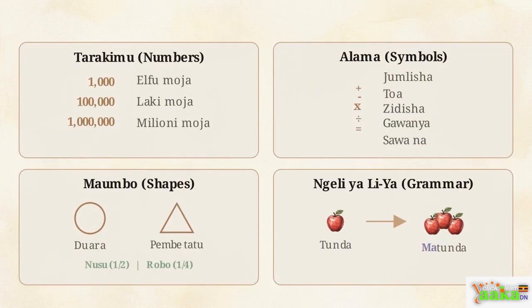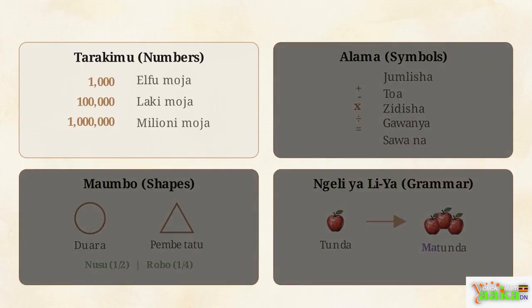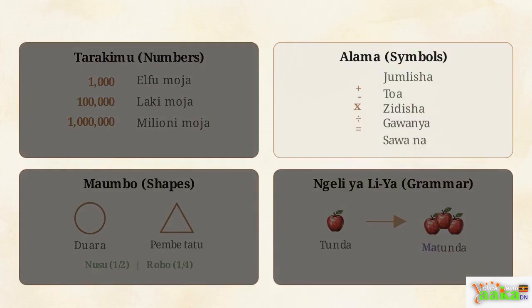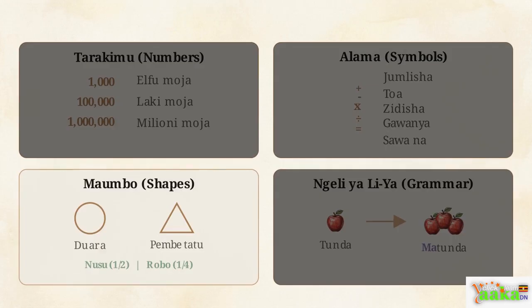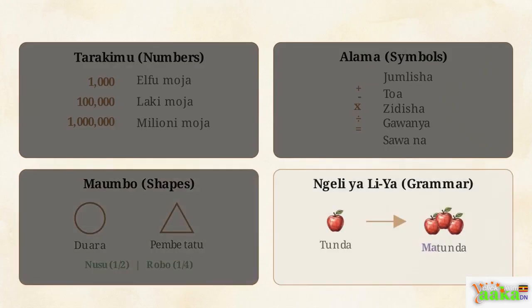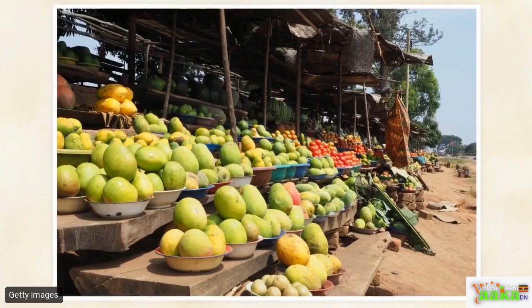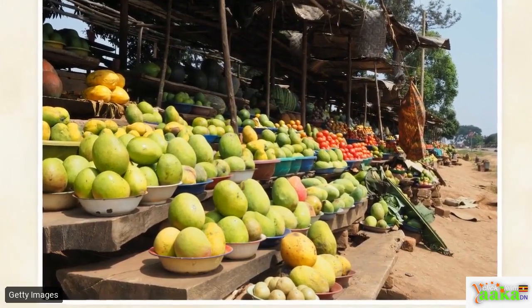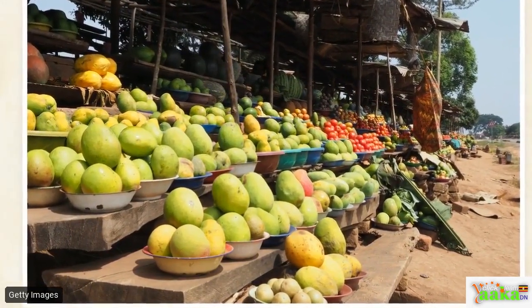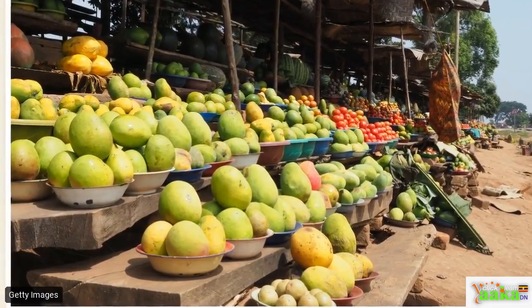This chart summarizes the 4 pillars of the lesson: tarakimu for large numbers, alama for math symbols, maumbo for shapes, and the li-ya grammar rules. You should save or screenshot this summary for your own reference. Knowing these specific terms for numbers and transactions ensures you can negotiate, travel, and communicate clearly in any market across East Africa.